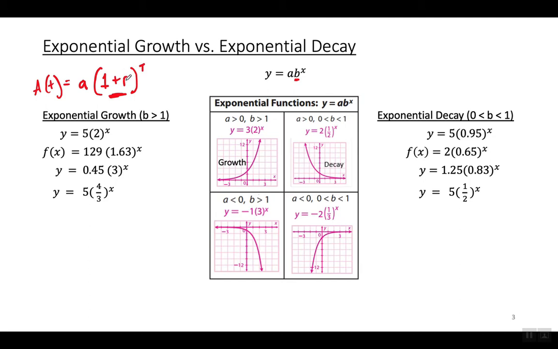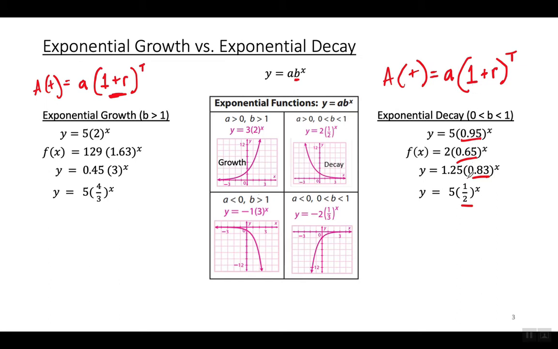So if R is a positive number, that means whatever number's here will be greater than 1, because 1 plus whatever positive number you add to it will make this number greater than 1. And over here, if R is a negative number, that'll make these numbers less than 1.